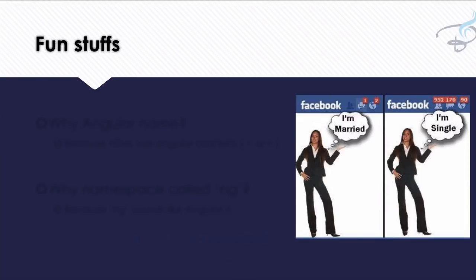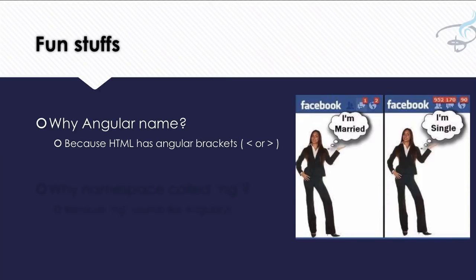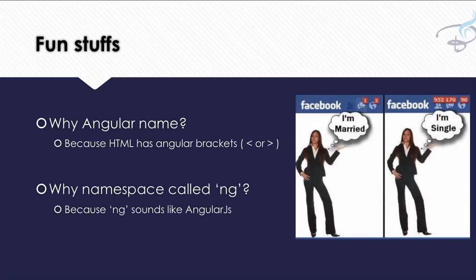So let's see some fun stuff. Fun stuff means why the name Angular? Why do they call it Angular? Because HTML has angular brackets. You know, these less than, greater than brackets, and that's the main purpose of using the name Angular. And why is the namespace called ng?